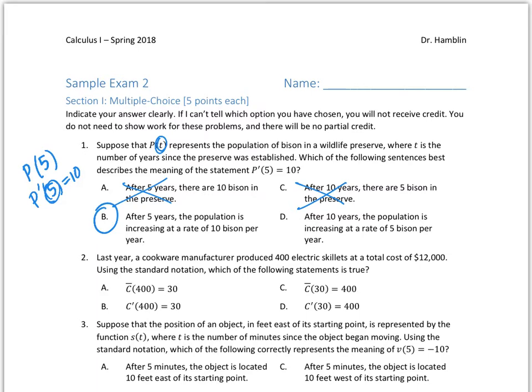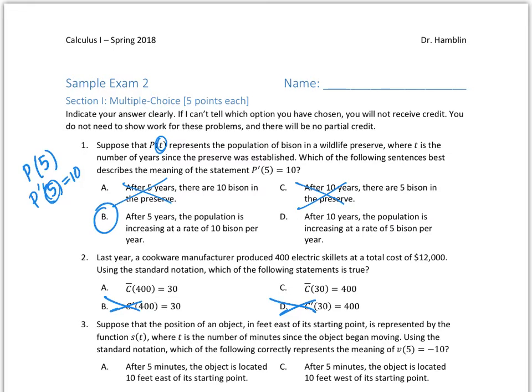Looking ahead to number 2, now we have cost information. We know that it costs $12,000 to produce 400 skillets. But nothing here talks about a rate of change, and so it's not going to be a statement about marginal cost. So we can eliminate B and D. We're not being told how much the cost is changing. We don't know, for example, how much the 401st electric skillet costs.